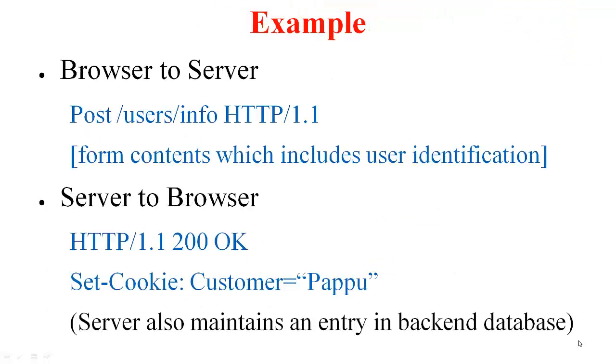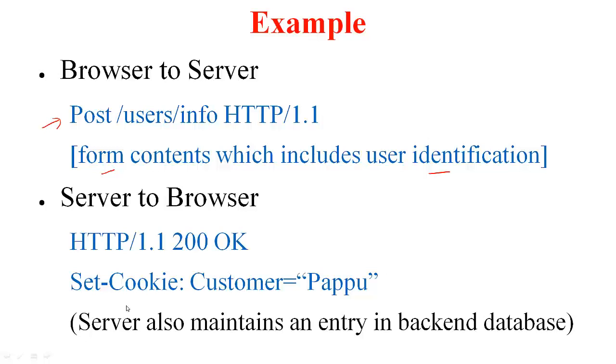So for example, a browser has contacted a server, and as part of it, it has filled up some content. So basically it's uploading a form with its user identification, and it used this method POST to upload this information. Now what the server does in its reply, it is going to say 200 OK, and it will pass on some other header fields. I'm not showing everything. I'm only showing fields related to the cookie.